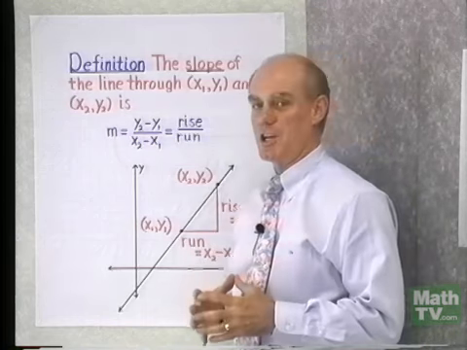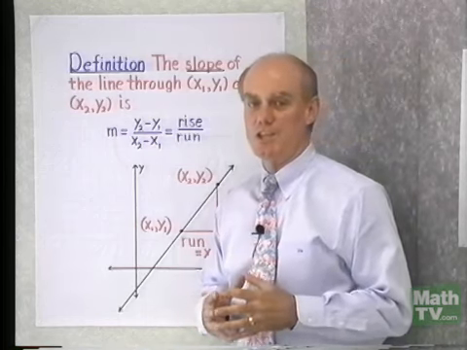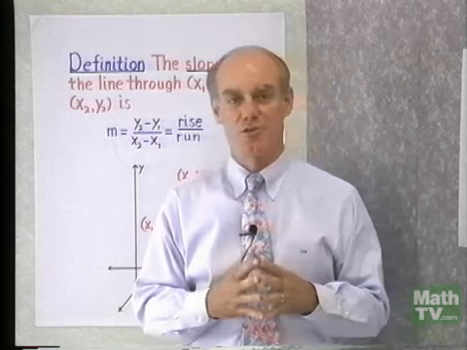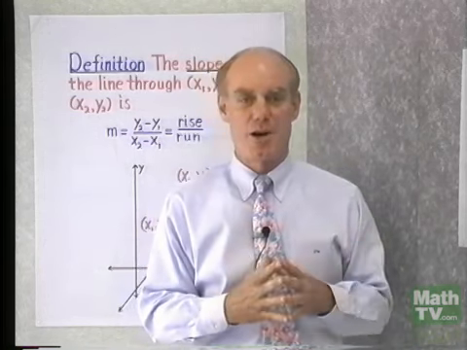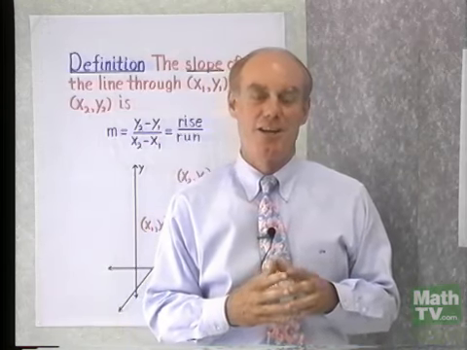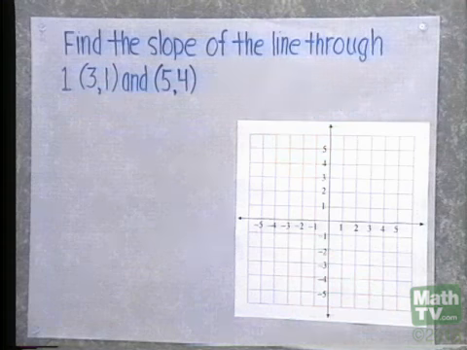What I want to do now is take a couple of specific points and see if we can find the slope of the line that goes between them, and then actually look at the line that goes between them and see if we can identify that rise and run, and also see if it corresponds to what we get for the slope of the line. Let's take a look at our first example.